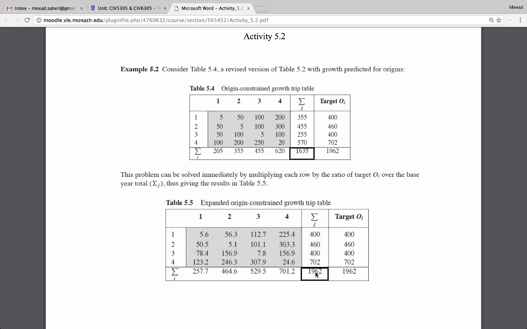And what you get next, if you sum all these numbers, you'll get the same number of total productions as you had in your targets. However, interestingly, if you sum the number of attractions, if you sum the attracted trips, it will not be equal to the sum of the productions, simply because what we only took into account was the origin-based growth factors. So we're not expecting, in this singly constrained method, to get total number of attractions and productions be equal in the target year.